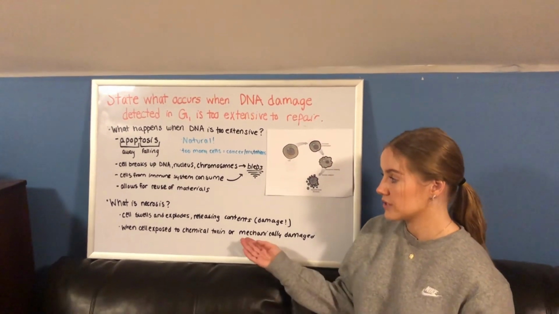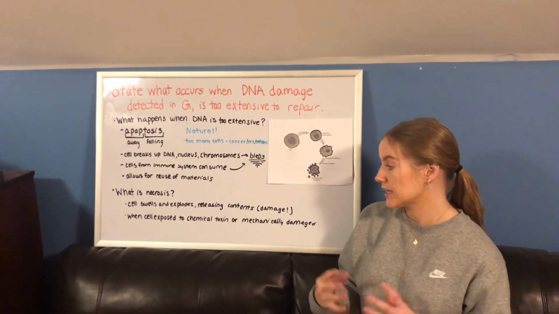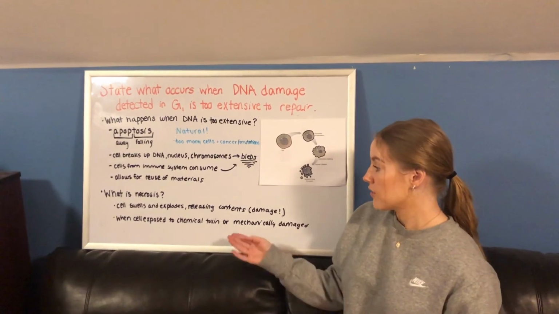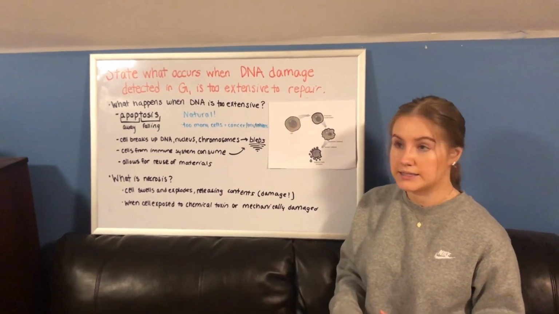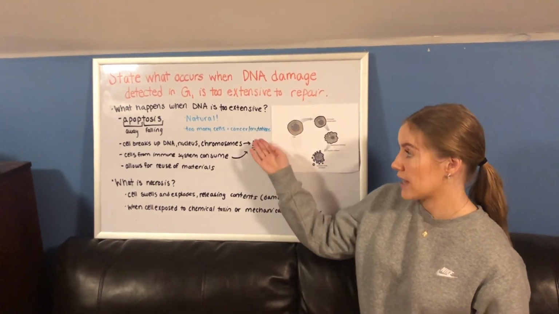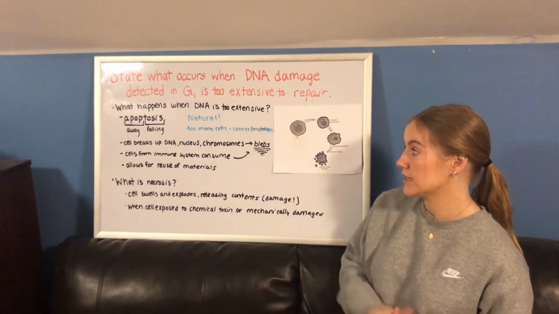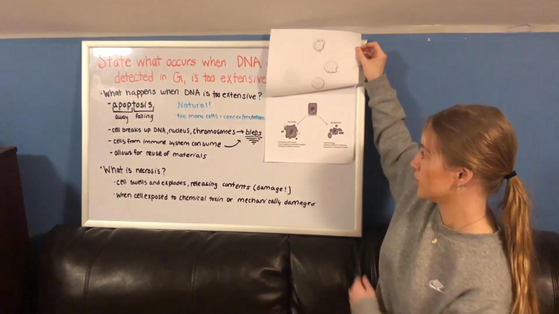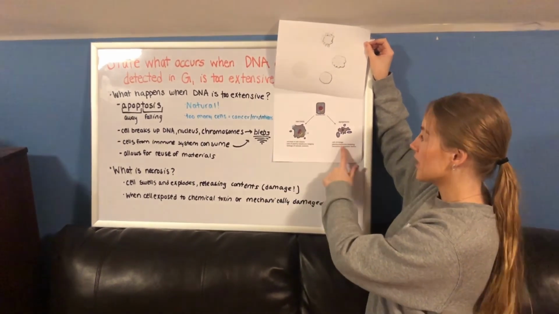On the opposite side of the spectrum, we have necrosis, which is when the cell swells and explodes, releasing its contents, which cause damage to other parts of the cell. This happens when the cell is exposed to chemical toxins or is mechanically damaged. Apoptosis is a natural programmed cell death, and it's actually good because too many cells can cause cancer and mutations. Here we just have a quick comparison between necrosis and apoptosis. Here we have cell volume increasing and cell shrinkage.